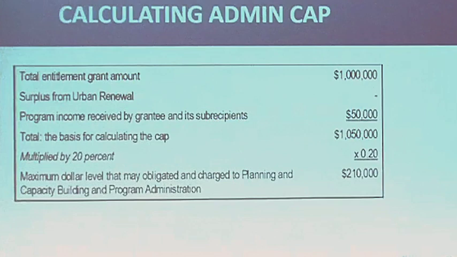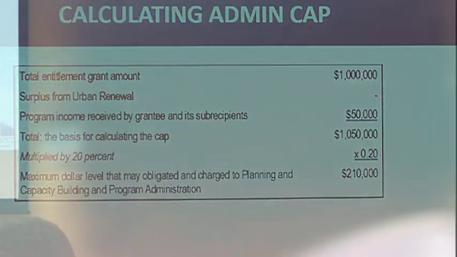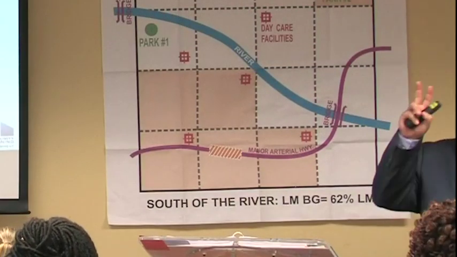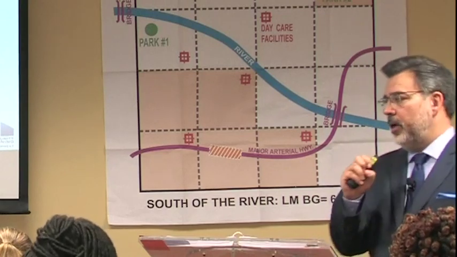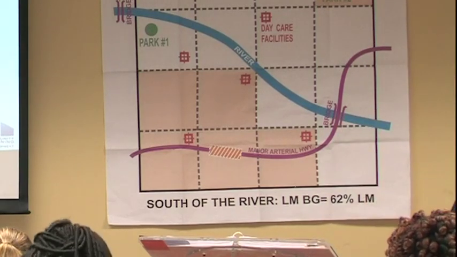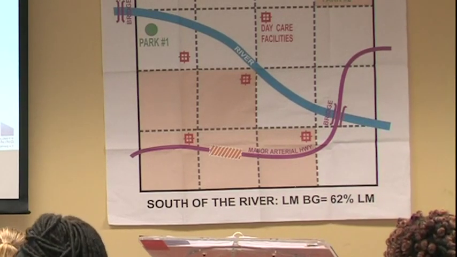Okay. So here's our calculation. If we look at our entitlement of $1 million, we actually received $50,000 in program income. Our total amount is $1,050,000. We multiply that by 20%. That's the maximum that we can obligate under the planning and administrative category.